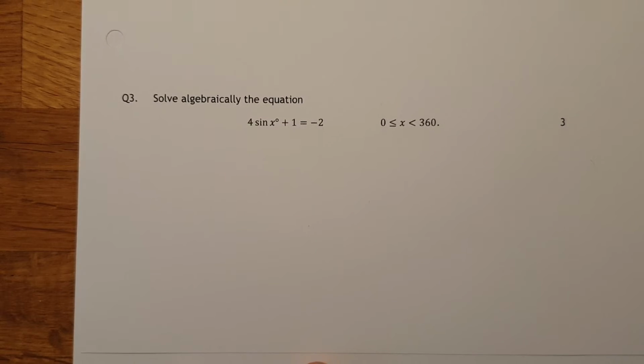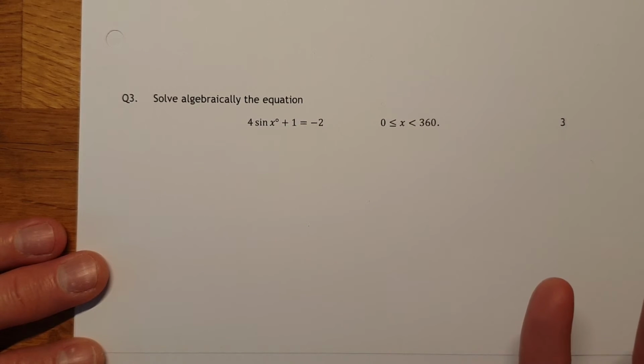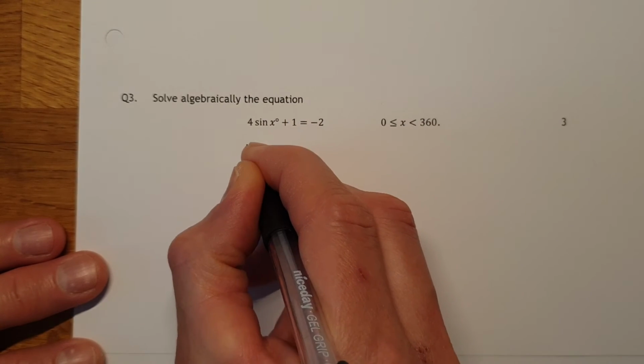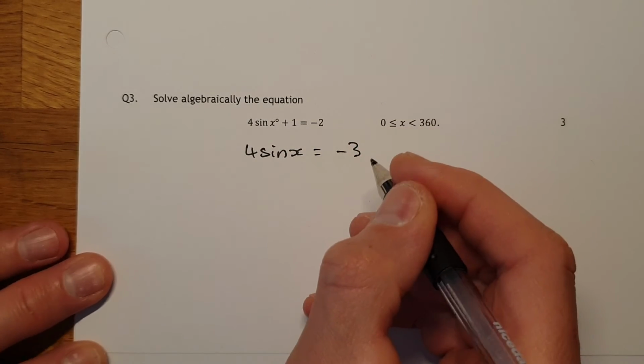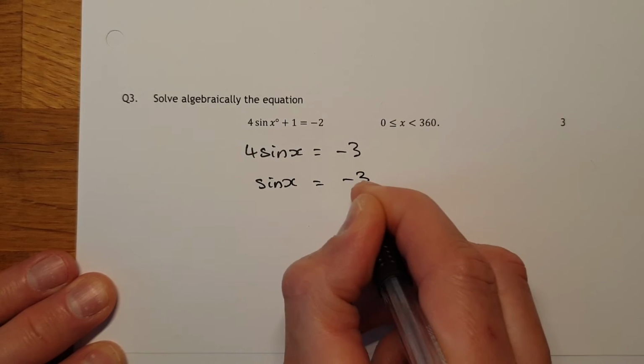Question 3, solve algebraically this question. So you must rearrange it. So we're going to subtract 1 from both sides first. So you can get 4 sine x equals negative 3. We're going to divide by 4. Sine x equals negative 3 over 4.